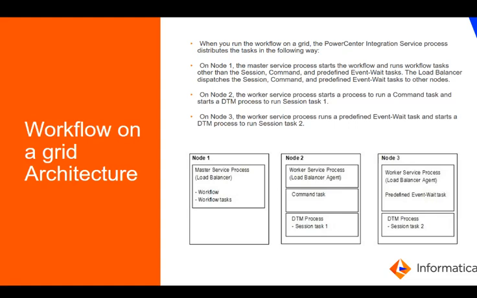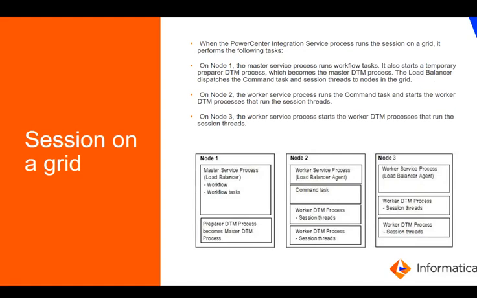Now in this scenario, the worker service process on node 2 starts a process to run a command task and starts the DTM to run session task 1. And on node 3, again we have session task 2 and the predefined event wait task. Lastly, we have session on grid.